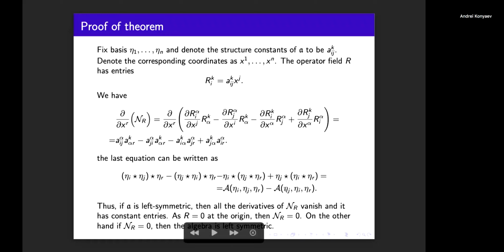We see that this, in terms of basis vector fields, can be rewritten like this, and this is exactly the associator condition. So the final step of the proof goes like this. If the algebra is left symmetric, then this vanishes, and it means that all derivatives identically vanish. Because the components were homogeneous linear polynomials, they identically vanish, which means that the Nijenhuis torsion vanishes. This implies that if we have a left symmetric algebra, then the corresponding associated right operator is Nijenhuis. And now the other way is even simpler. If this torsion vanishes, then the associator is left symmetric.